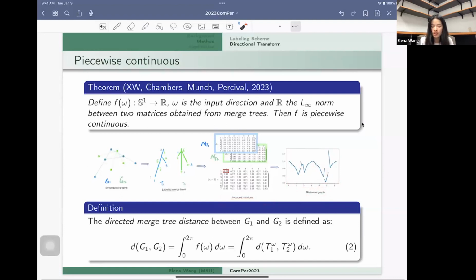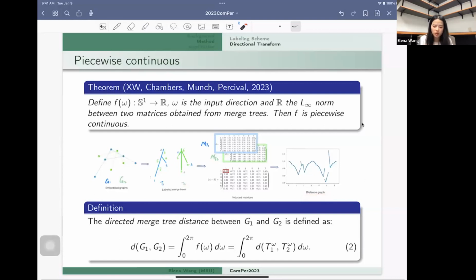And this is important in practice because if the tree has the same combinatorial features, then we don't have to recompute the tree. We can just repopulate the induced matrices to compute their distance, which is much cheaper than having to compute the tree at every single angle. So finally, the definition of our directed merge tree distance is the integral of this distance graph over 0 to 2 pi.